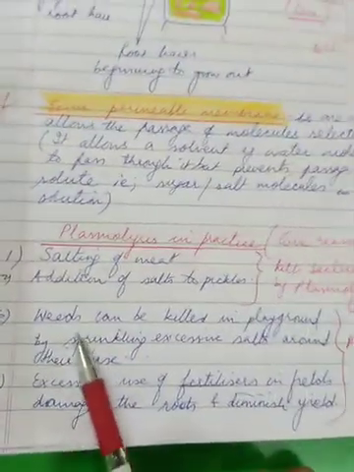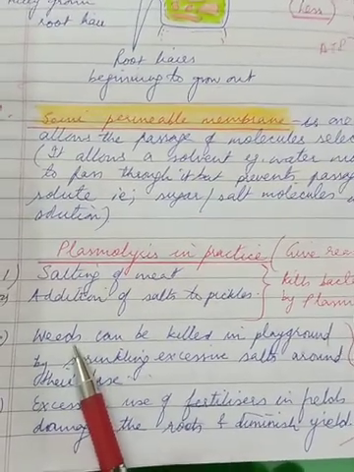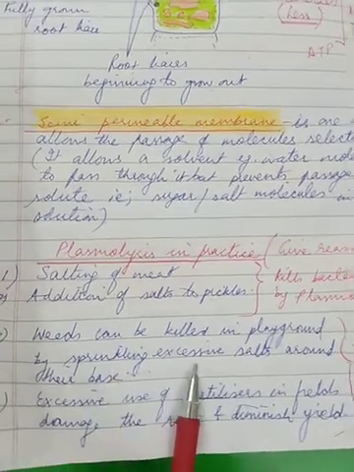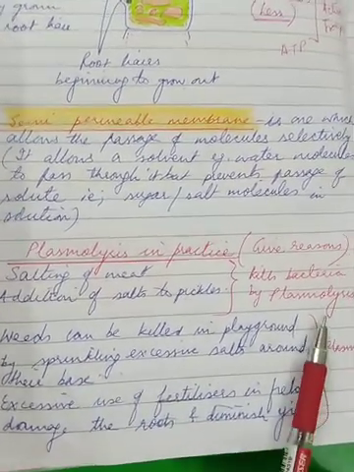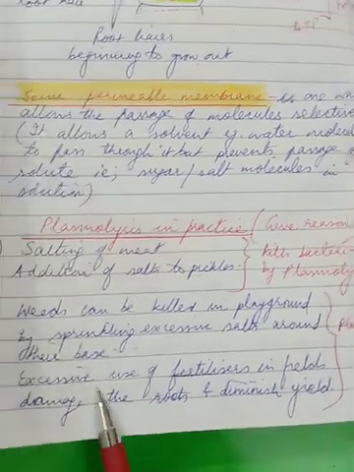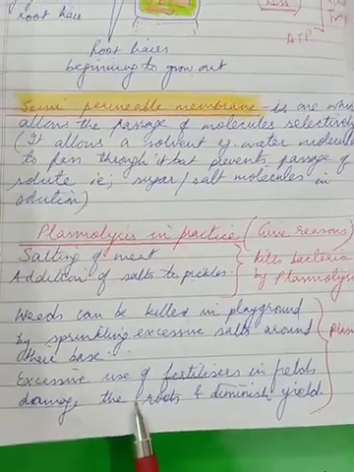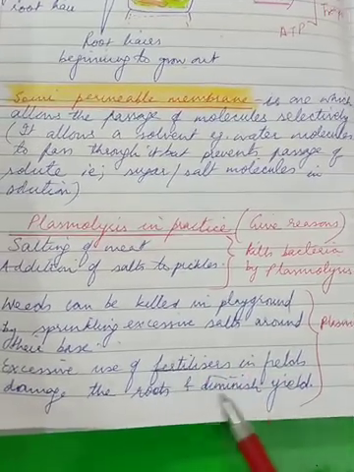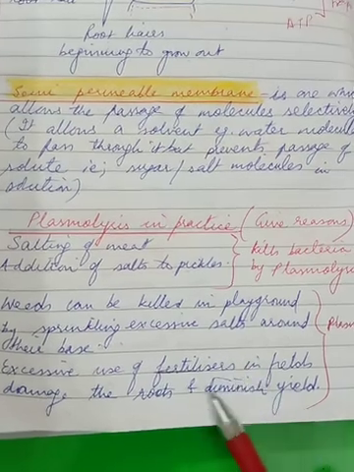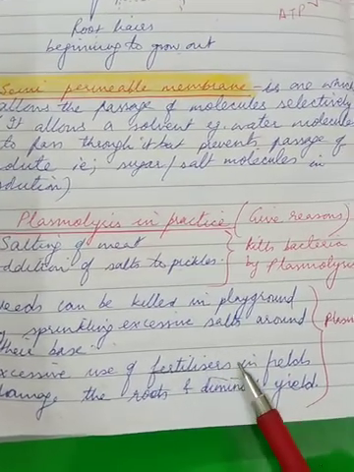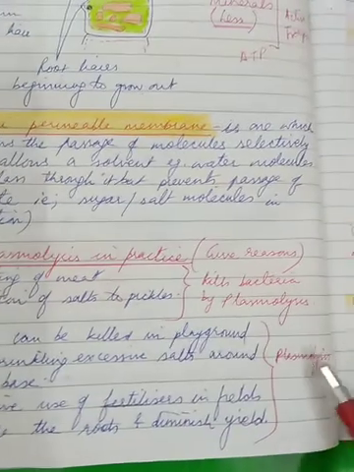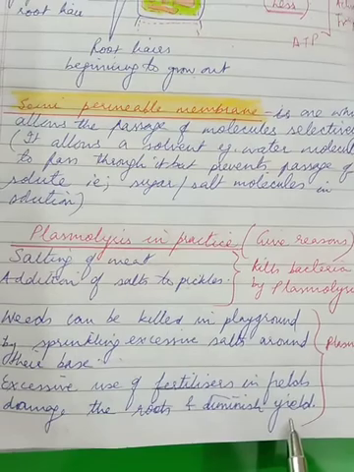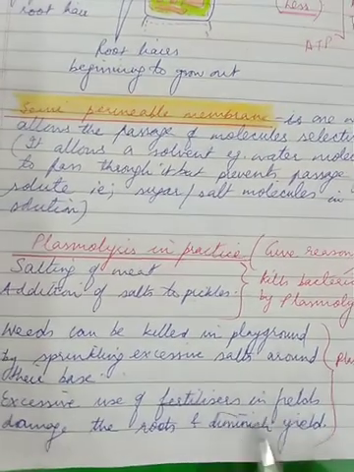Then weeds. What are weeds? They are wild plants which are unwanted in the agricultural tract of land. So they can be killed by sprinkling excessive salts around their base, and again the answer is plasmolysis. And excessive fertilizers in the fields damage the roots and diminish the yield, because due to excessive fertilizers the medium in the soil becomes hypertonic. This causes plasmolysis and damages the roots, and naturally the yield is diminished.